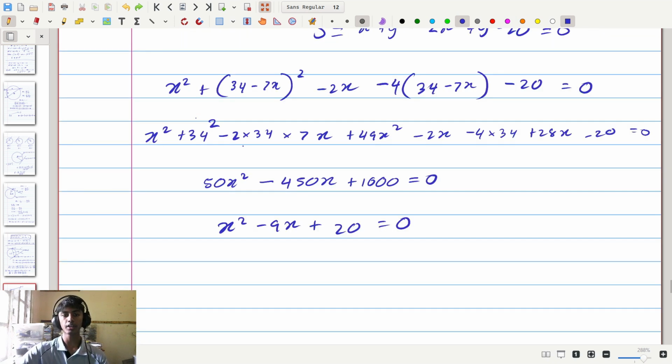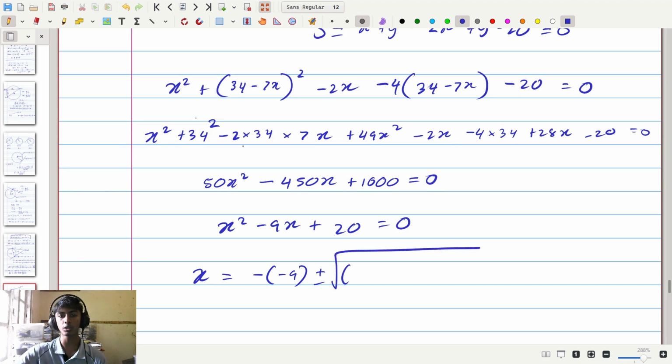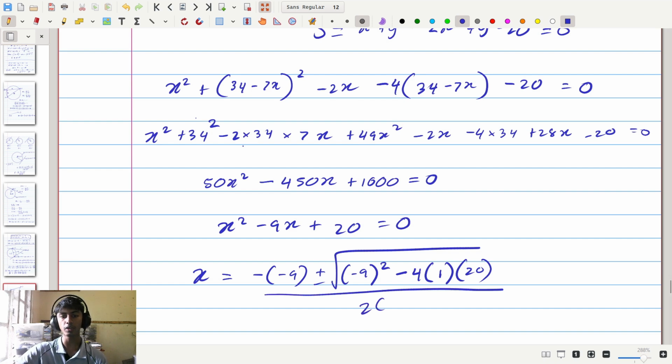So then, simplifying this, we know the quadratic formula. If you don't know that, click this video in the top right here. It is x equals negative b plus or minus the square root of b squared minus 4ac, all divided by 2a. So substituting that, x equals negative b, which is negative 9. So we have negative 9 plus or minus the square root of b squared, which is going to be negative 9 squared, minus 4 times a, which is going to be 1, times c, which is going to be 20, all divided by 2 times a, or 2 times 1.